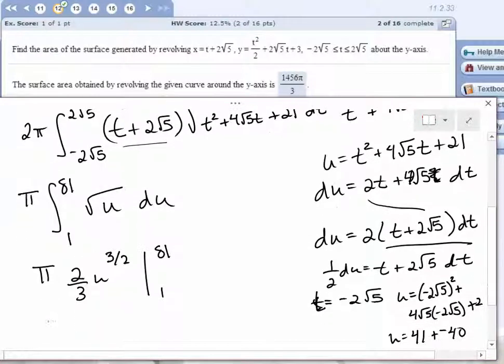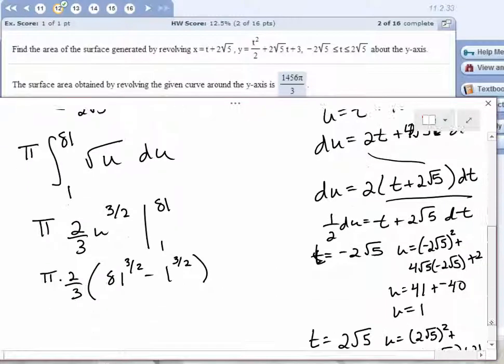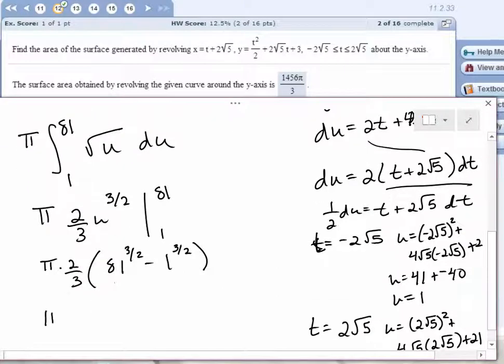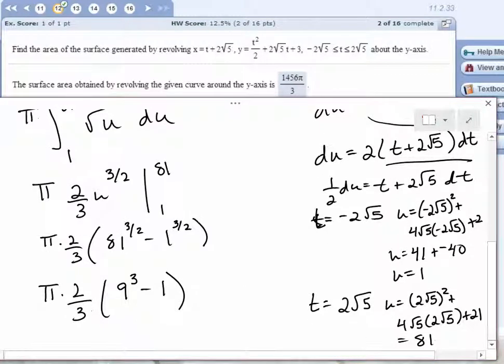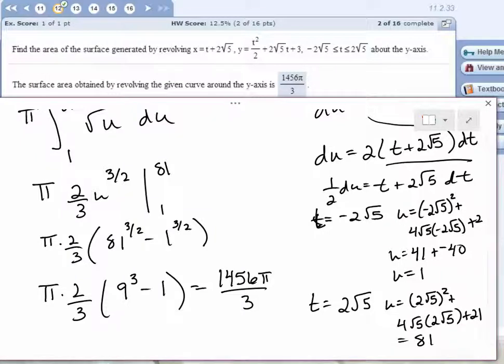And so you have π times the 2/3, and then this is going to be 81 to the 3/2 minus 1 to the 3/2. And 81 to the 3/2 is the square root of 81, which is 9, and then cubed. So 9 cubed minus 1. And 9 cubed is 729, minus 1 is 728, and then 728 times 2 is 1456. So you get 1456π over 3, and 3 doesn't divide into 1456, so you do get the correct answer.